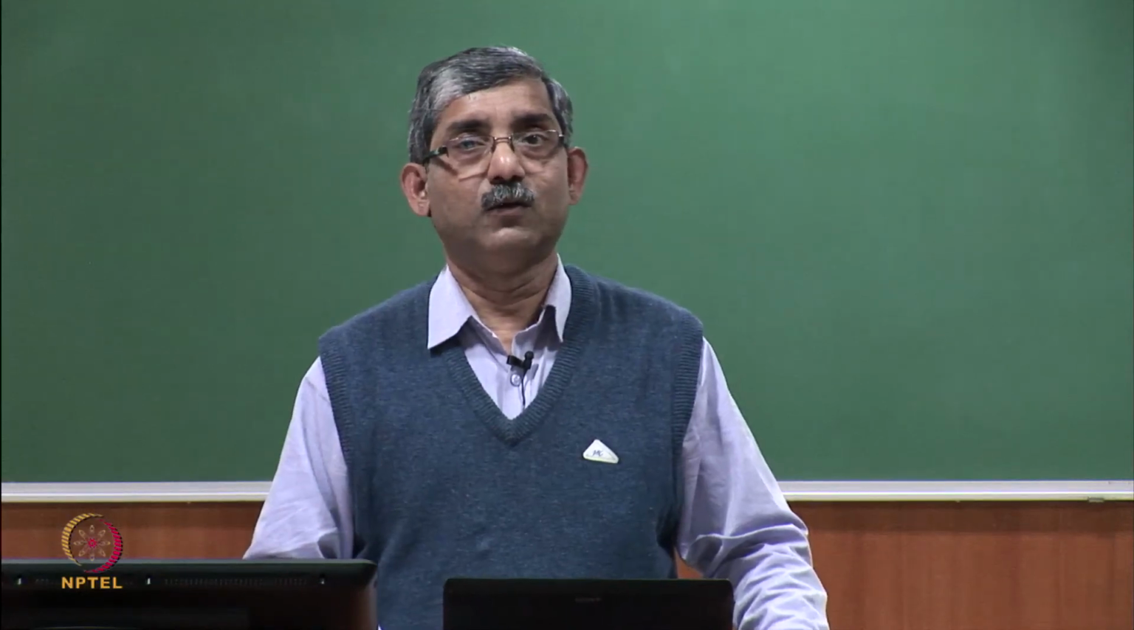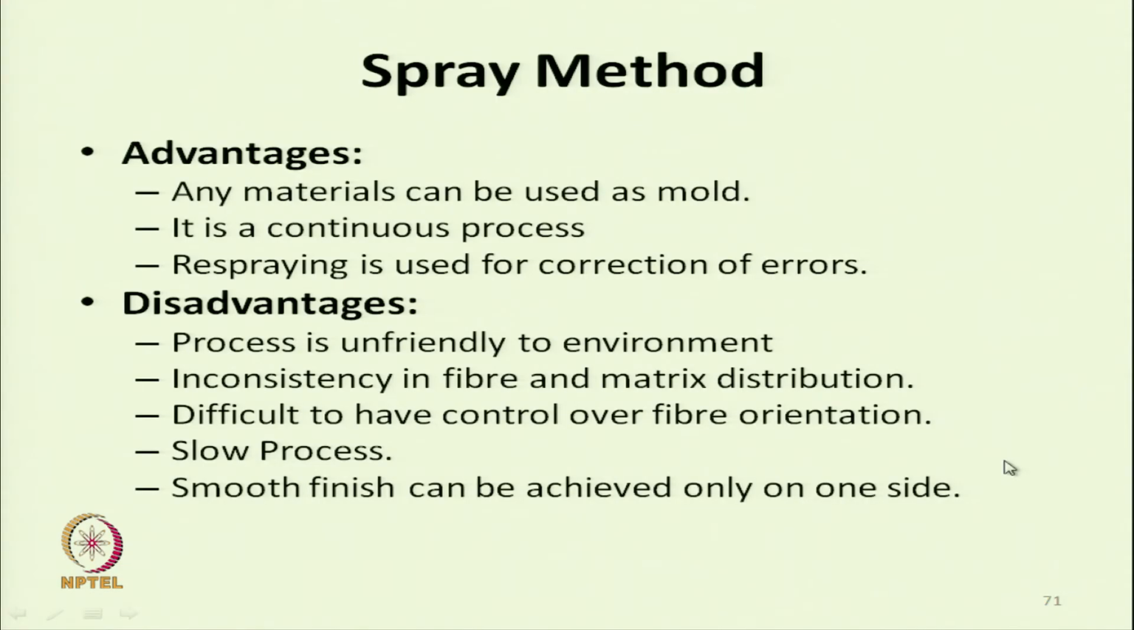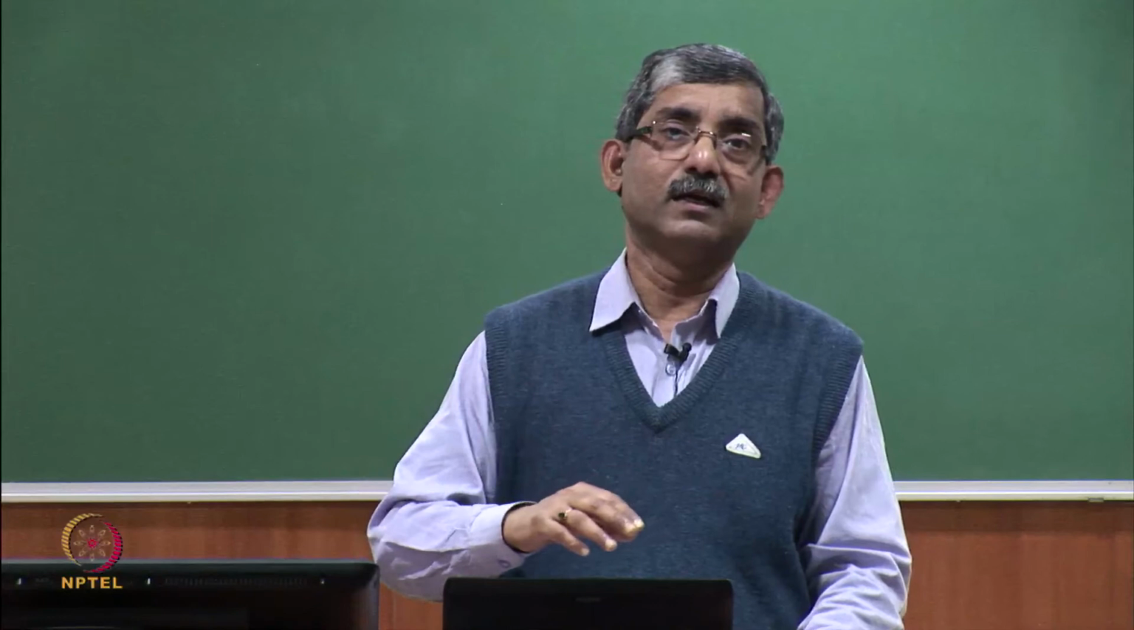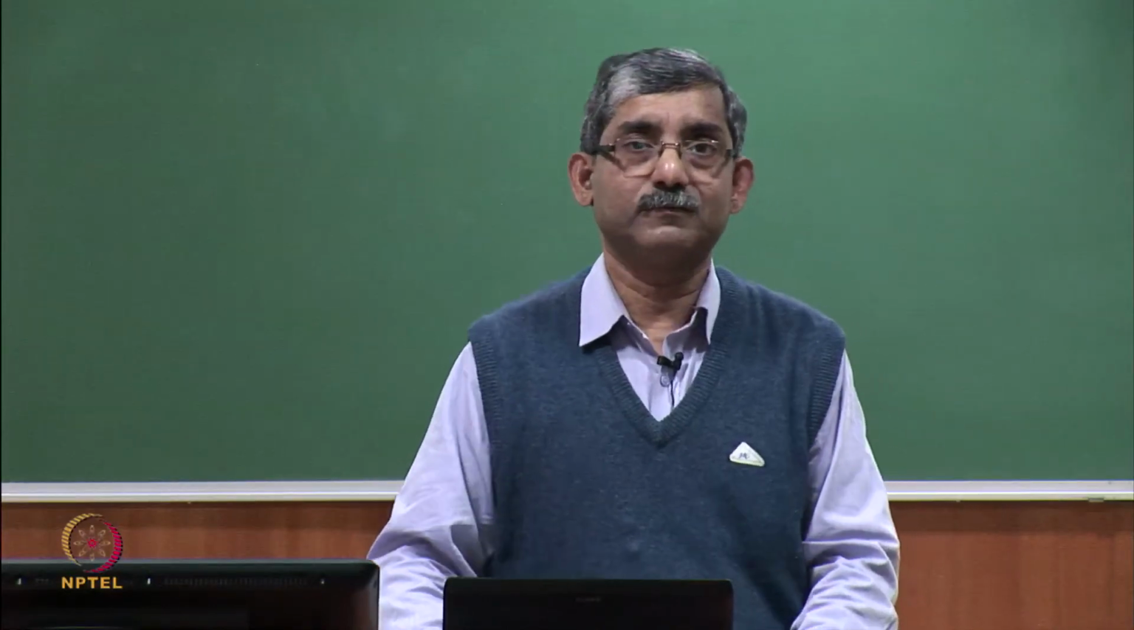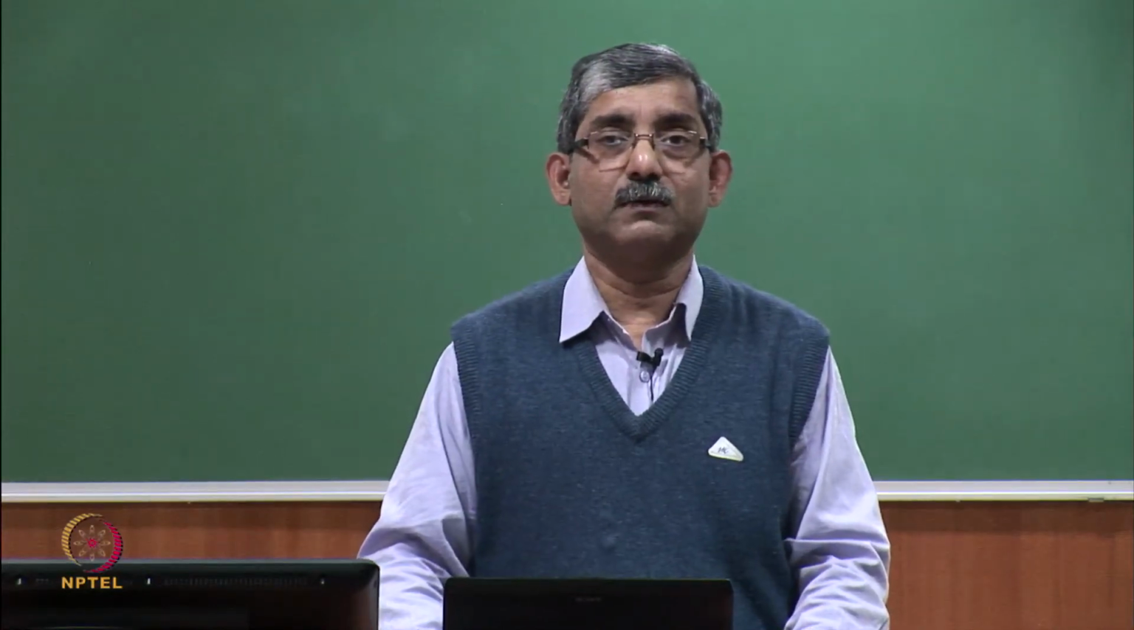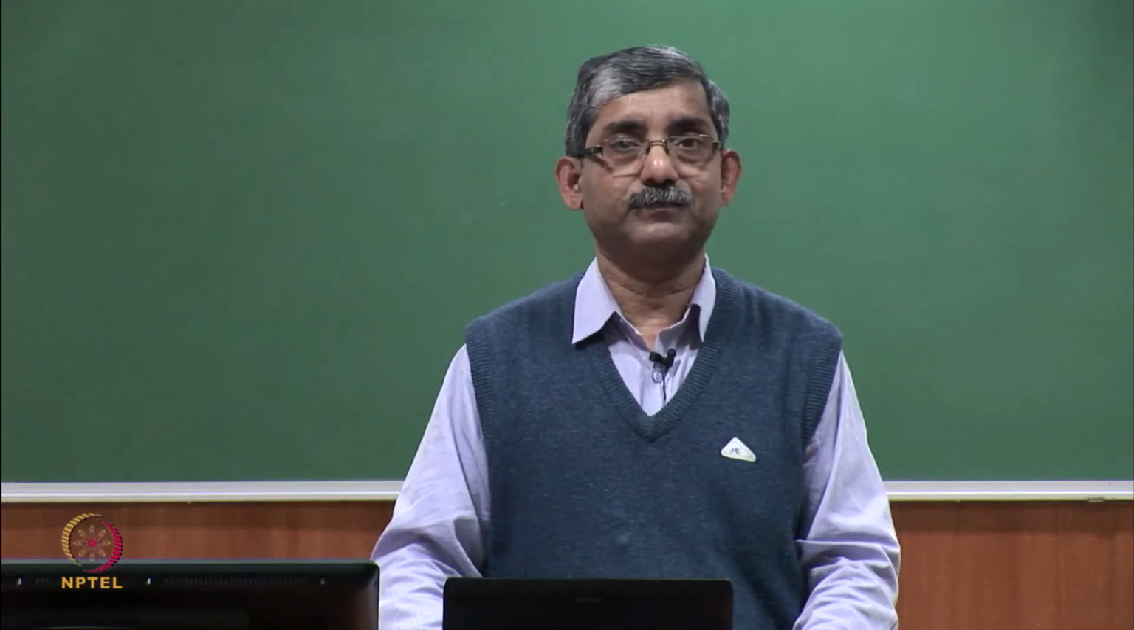That is why we cannot control it; it is a slow process. Here we can see that if we want a smooth finish on both sides, it is not possible. Only on the side where the mold is there is a smooth finish, but the other side is randomly deposited. So, there will be some randomness in the surface.